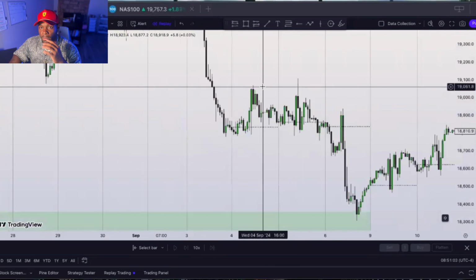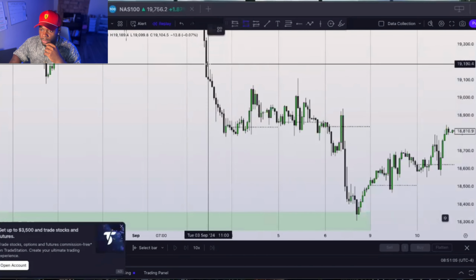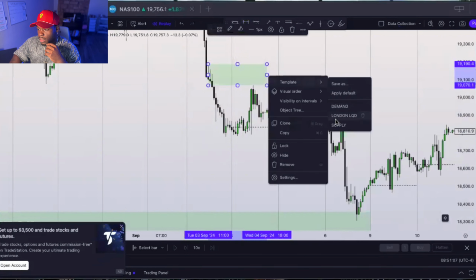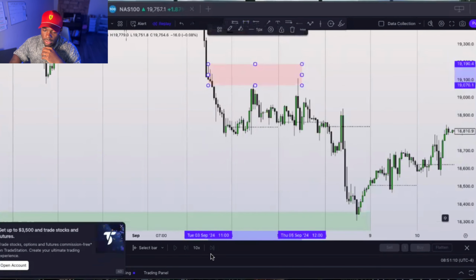And essentially, we map out our supply zones, right? So I know I had a supply zone here. Beautiful.